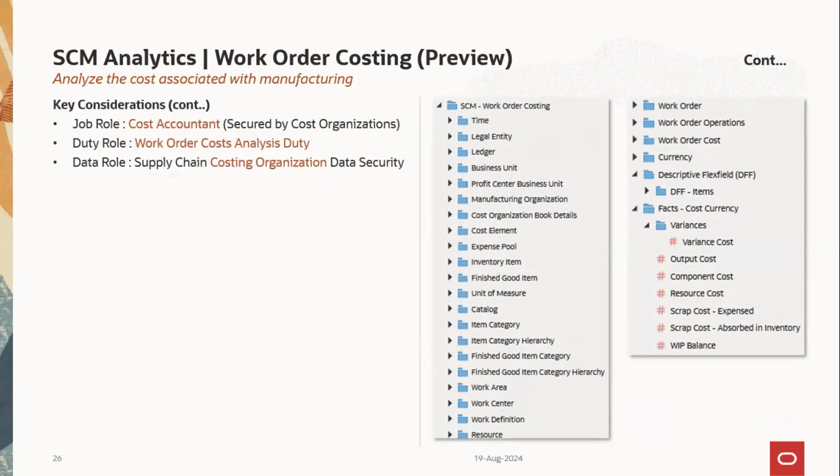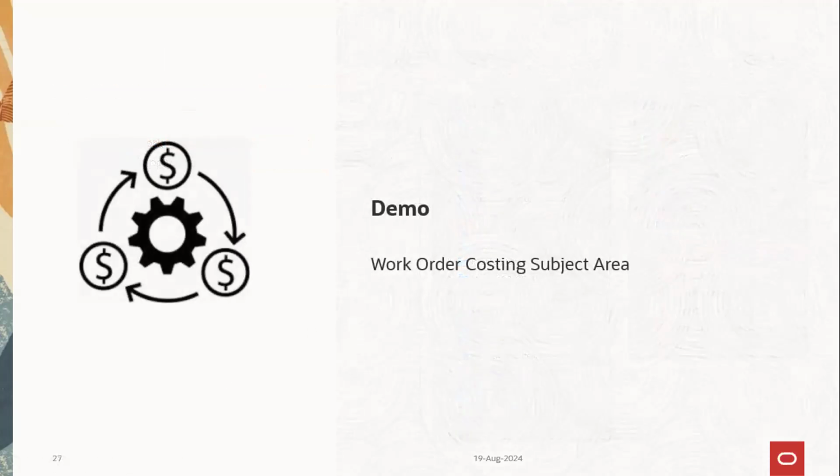And to enable the subject area, you need to have a cost accountant job role and the duty role named Work Order Costing Analysis. Basically, this is secured by cost organization. This subject area is secured. And I'll show you a short demo on this work order.